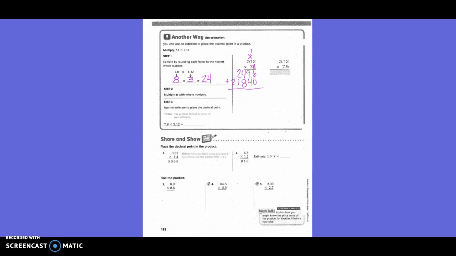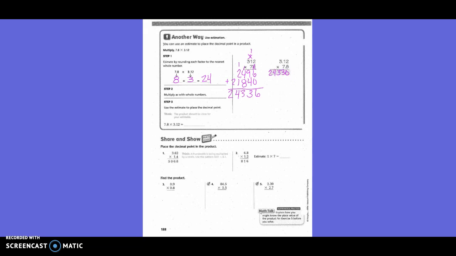So 6 plus 0 is 6. 9 plus 4 is 13, carry my 1. 1 plus 4 plus 8 is 13. Carry my 1. 1 plus 2 plus 1 is 4. And bring down my 2. So they said that got us, let's see, 24,336. But now we need to place our decimal.